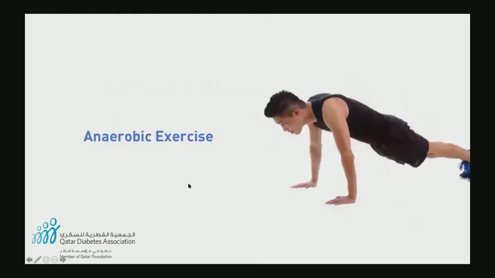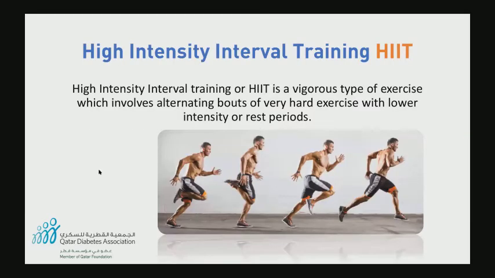While the other group of exercises is harder. The anaerobic exercise is harder than the aerobic ones. It takes a lot of energy, and usually it's done for a shorter time than aerobic exercises, 20 to 30 minutes, because it's a continuous exercise. One of the most common examples of anaerobic exercise now is HIIT training, or high intensity interval training.